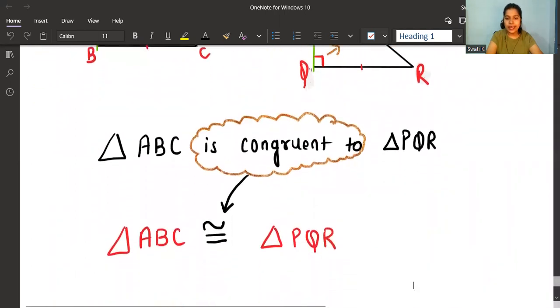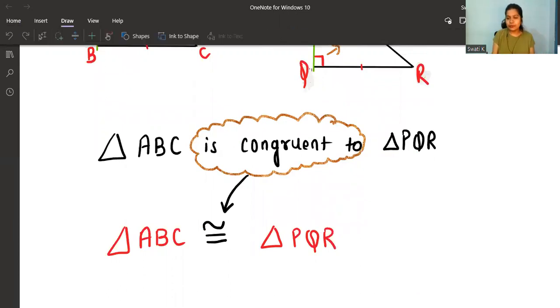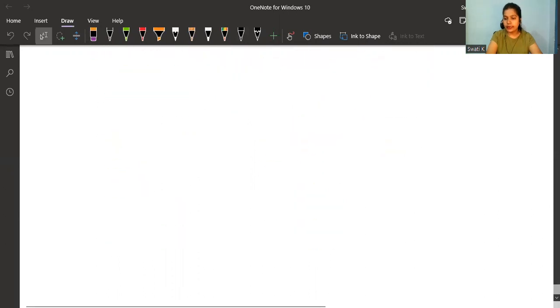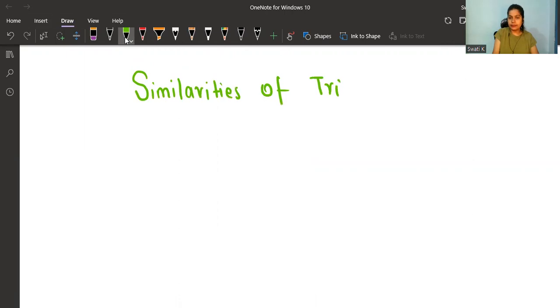At the end, I had said that triangle ABC is congruent to triangle PQR. We have a symbol for this, is congruent to, an equal sign with a curve. That's it. All right, let's move towards the similarities of the triangles. Let's write down the similarities. Today we are going to understand the similarities of the triangles and its types also.